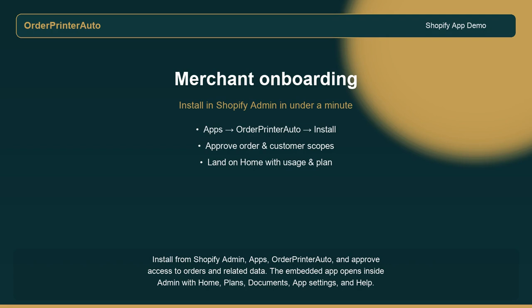Install from Shopify Admin, Apps, Order Printer Auto, and approve access to orders and related data. The embedded app opens inside Admin with Home, Plans, Documents, App Settings, and Help.